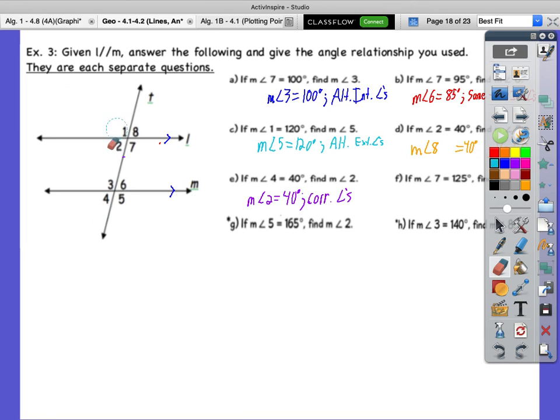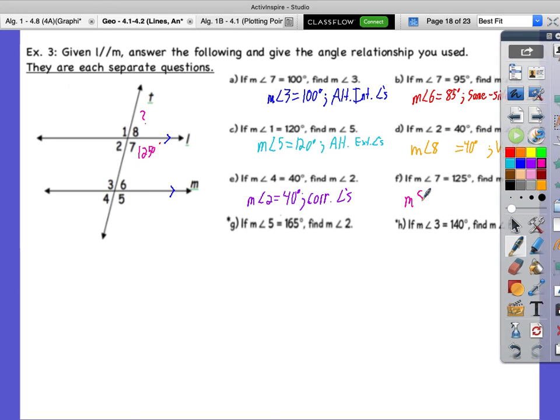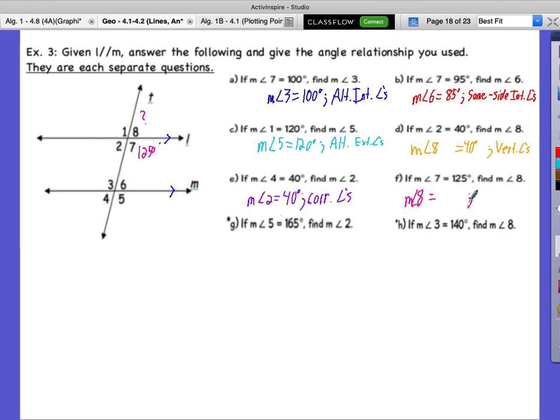Okay. Then we look at letter F here. Measure of angle 7 is 125 degrees. What is going to be the measure of angle 8? When we say 7 and 8, what kind of angle relationship is that? It's another old school one. Not a vertical, but a linear pair. They make a straight line. So they're a linear pair. And for a linear pair, do they add up to 180 or are they congruent? They add to 180, they make a straight line, and a line is 180. We take 180 minus 125, which gives us 55 degrees.